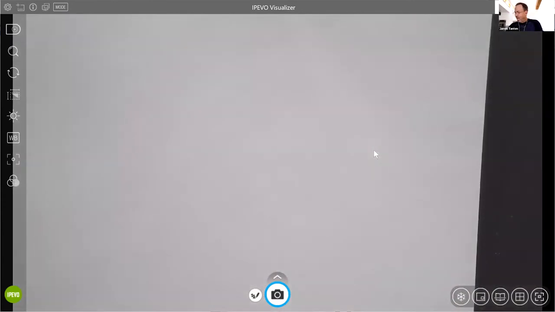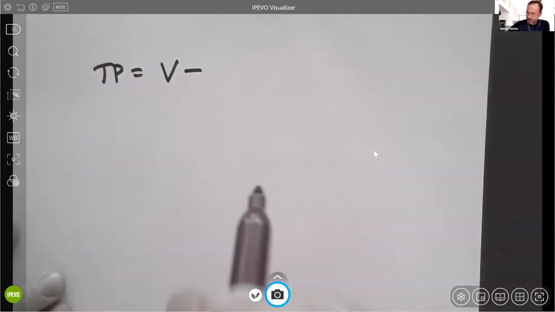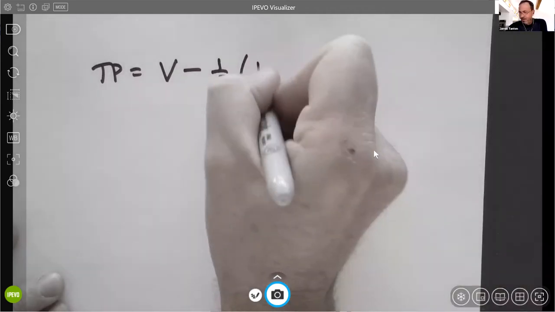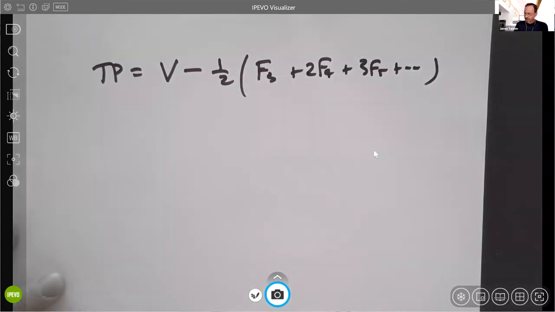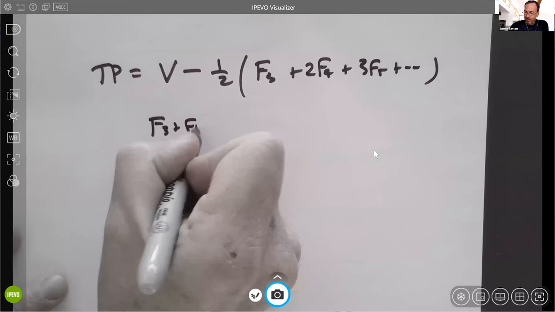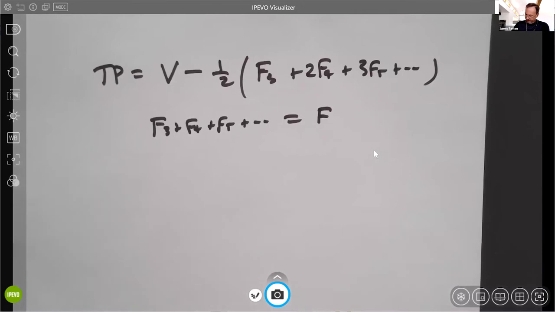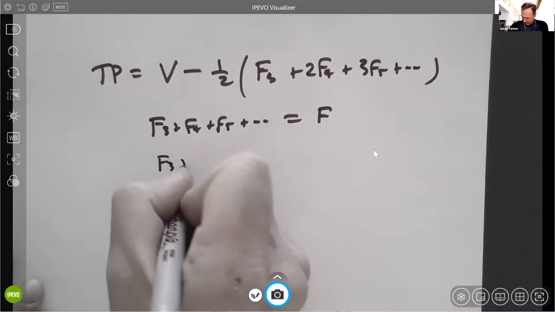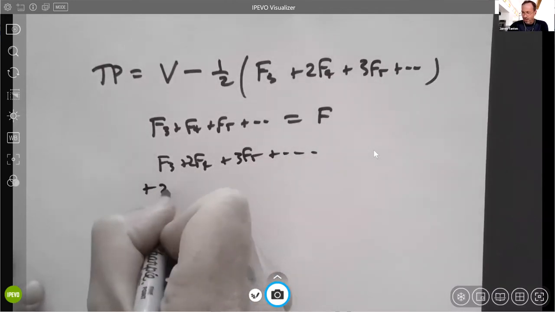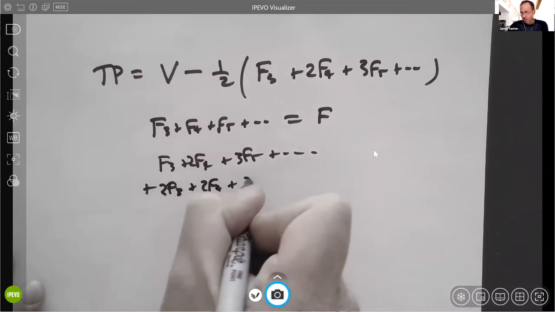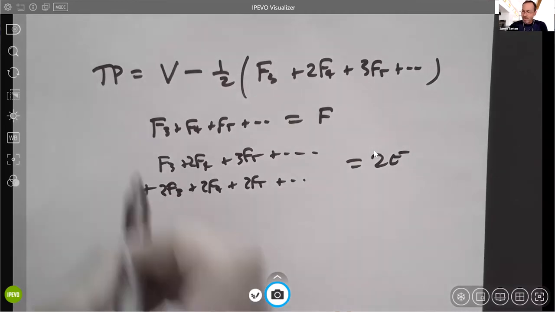Okay. Our total pointiness is, so you can't see it, but I'm copying down what we had, V minus 1/2 F3 plus 2 F4 plus 3 F5 and so on. We just saw that F3 plus F4 plus F5 and so on is the total number of faces. We also had that F3 plus 2F4 plus 3F5 and so on is double the number of edges. They're the three facts we've got.